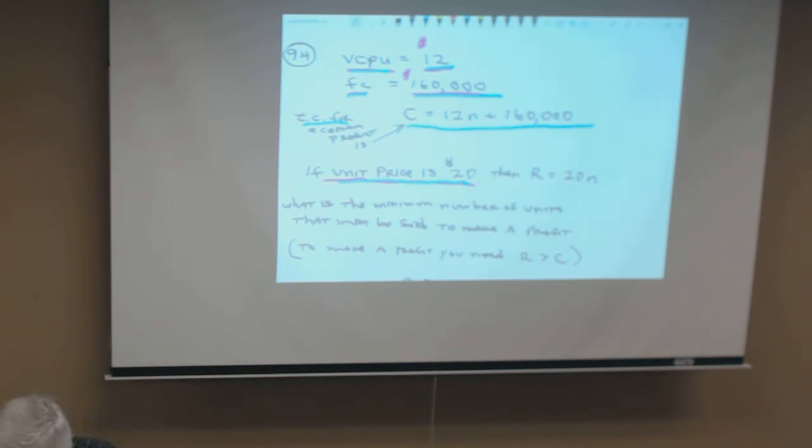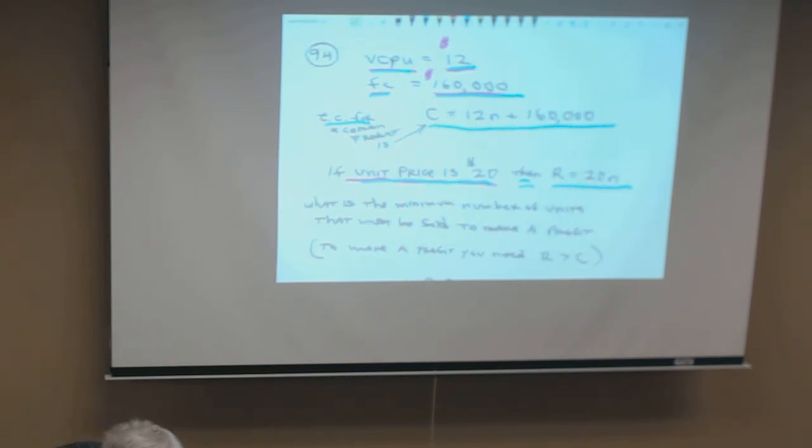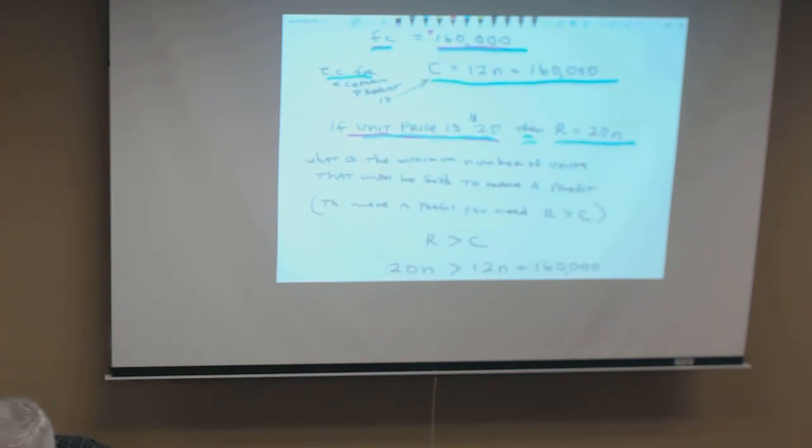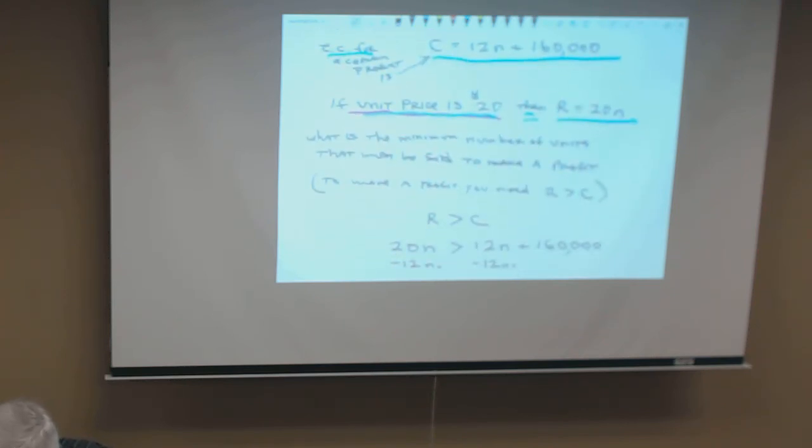the revenue is 20 times N. You see where they're giving me all this information? They're just telling me stuff. What's the minimum number of units that must be sold to make a profit? To make a profit, the revenue R needs to be greater than the cost. Agreed?